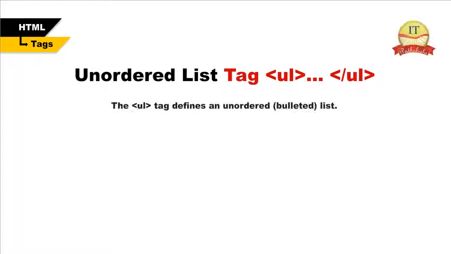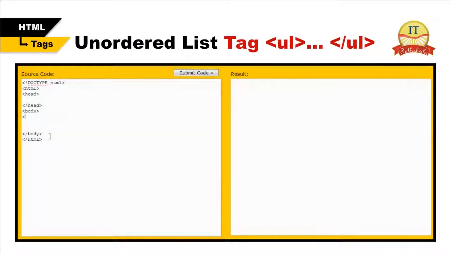UL tag. The UL tag defines an unordered list in an HTML document. In the following example, we shall create an unordered list using the UL tag.